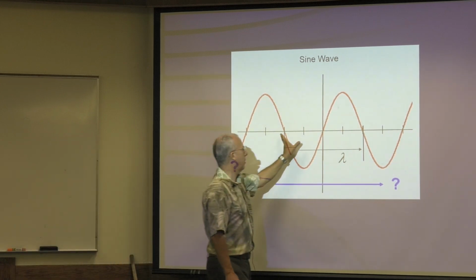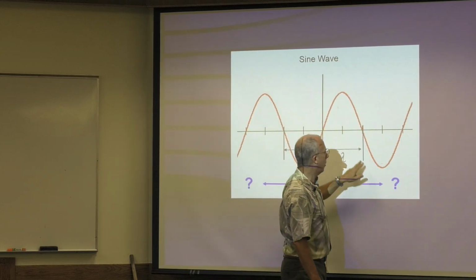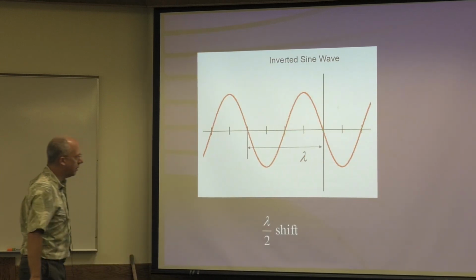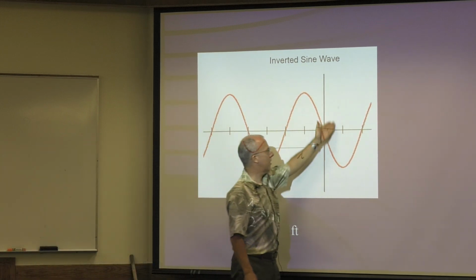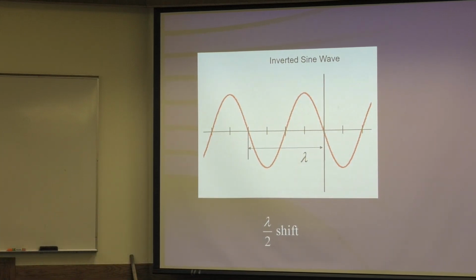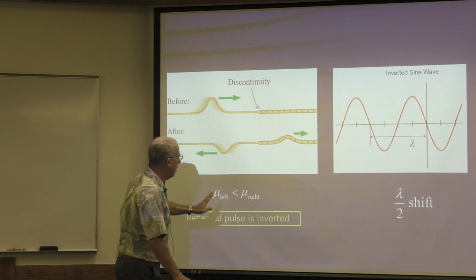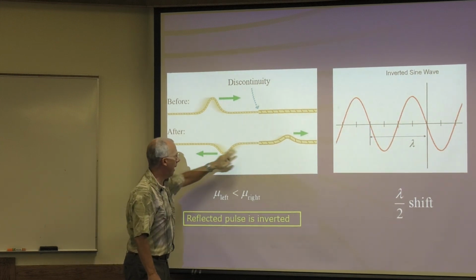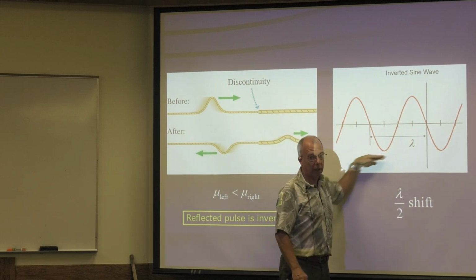And either way, because if I shift this a half a wavelength, then this piece is here. Or I can shift it the other way, so this piece would be here. All I'm saying is, if I shift it half a wavelength, either way, the sine wave is going to be inverted. Half a wavelength shift, inverted. This is inverted because of the mass densities. This is inverted because I shifted the sine wave.